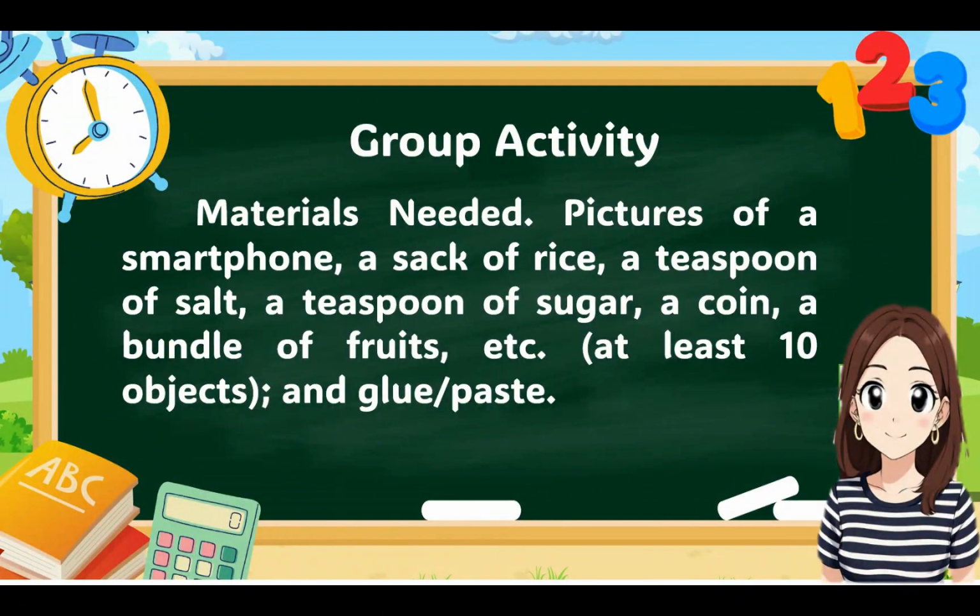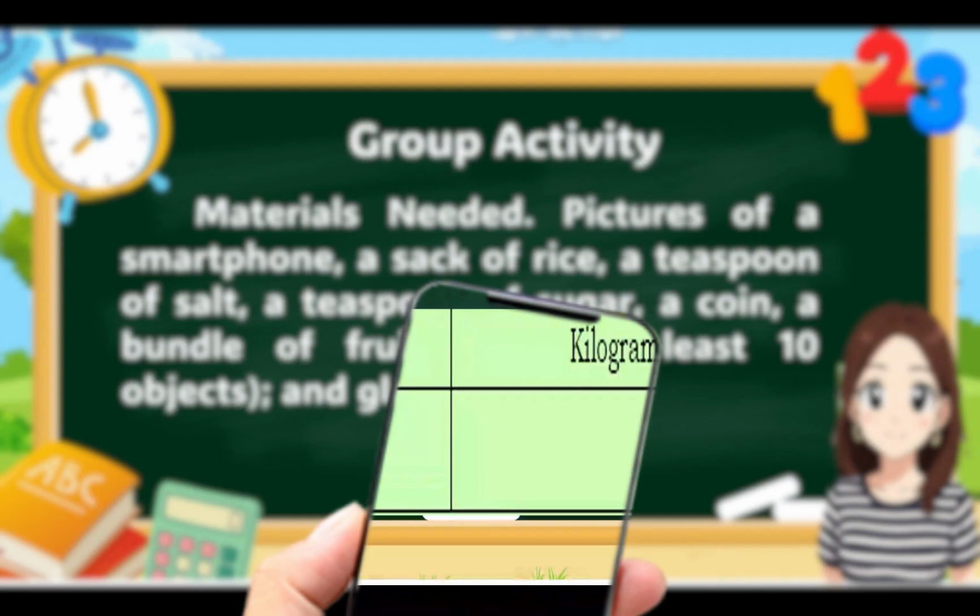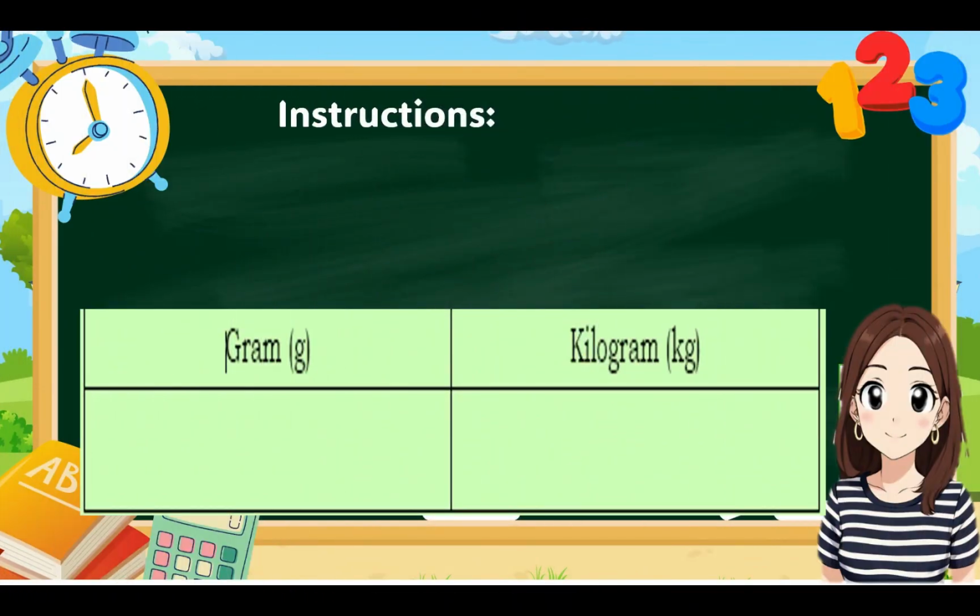For our group activity, we need materials such as pictures of a smartphone, a sack of rice, a teaspoon of salt, a teaspoon of sugar, a coin, a bundle of fruits, etc., or at least 10 objects, and glue or paste. Now listen to the instructions.